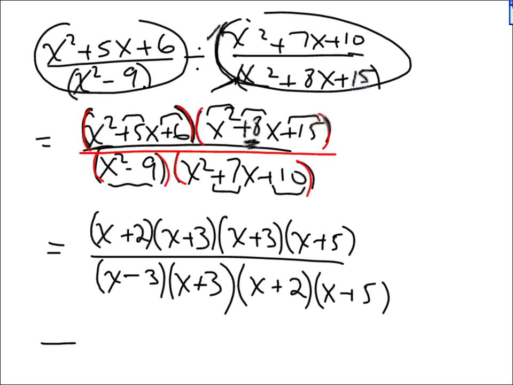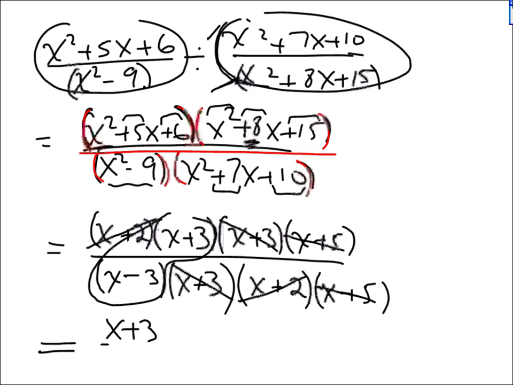So what does this equal? You can say this cancels out to 1. You can say that cancels out to 1. You can say this cancels out to 1, and you can say that's what's left over: x plus 3 over x minus 3.